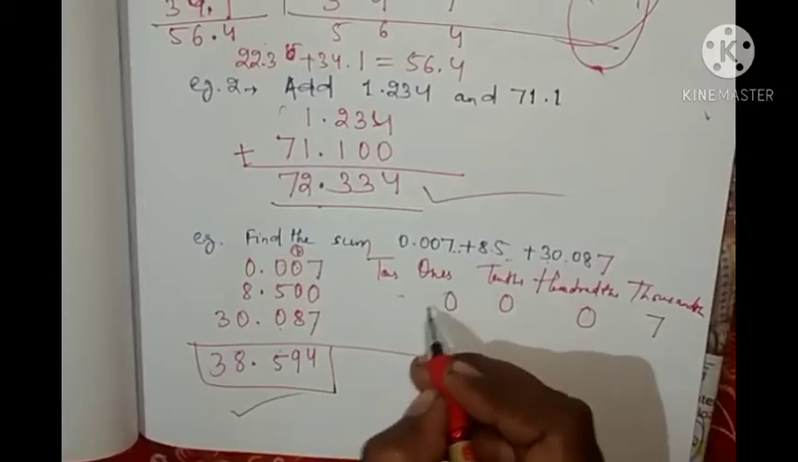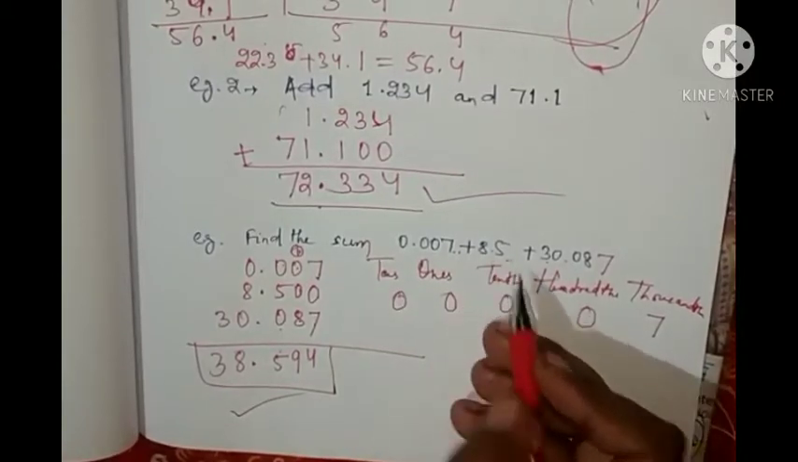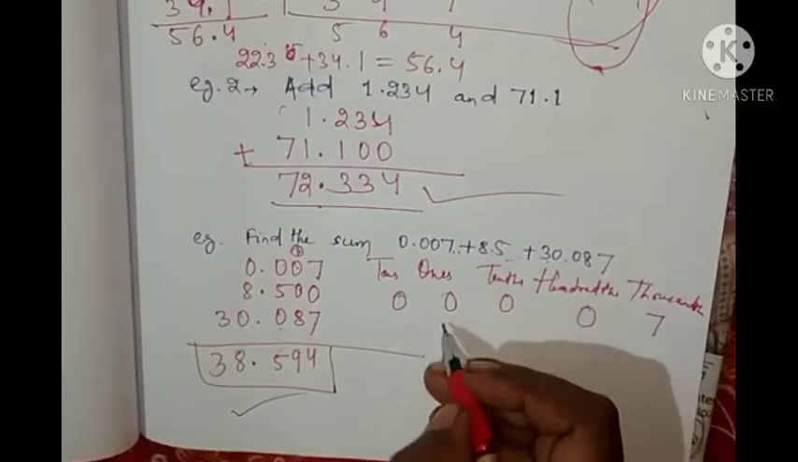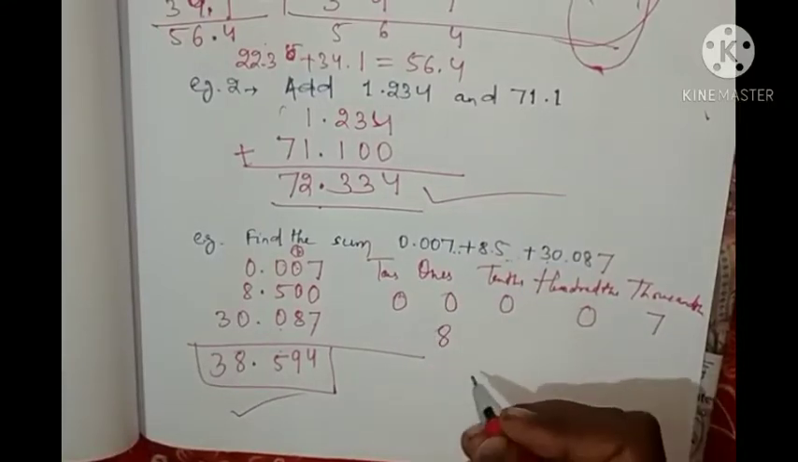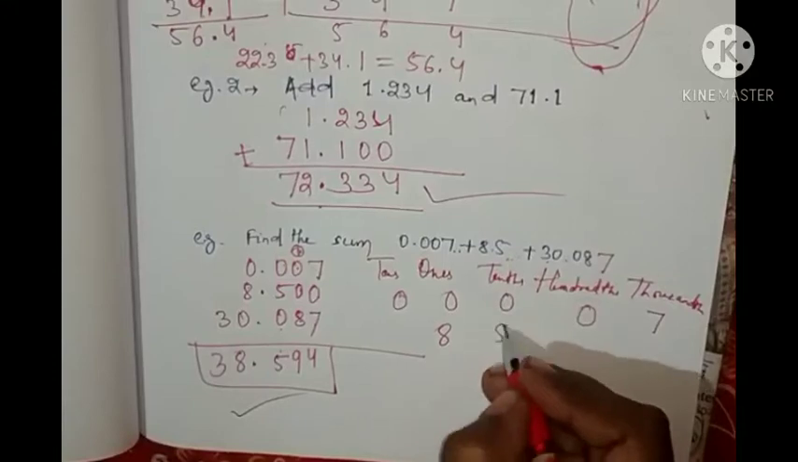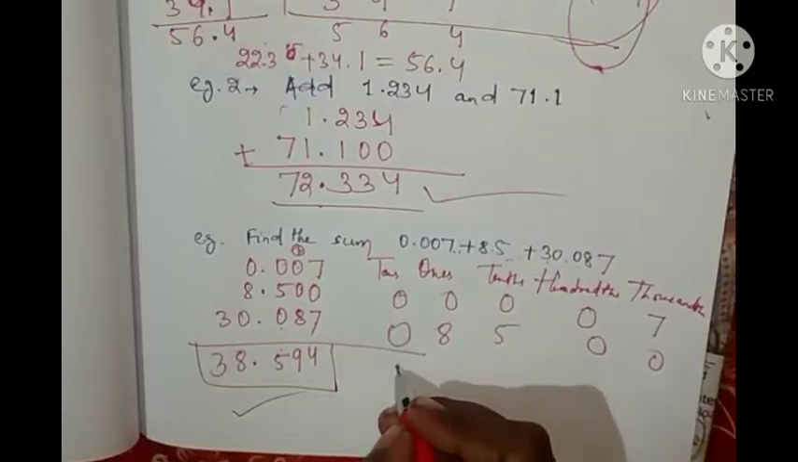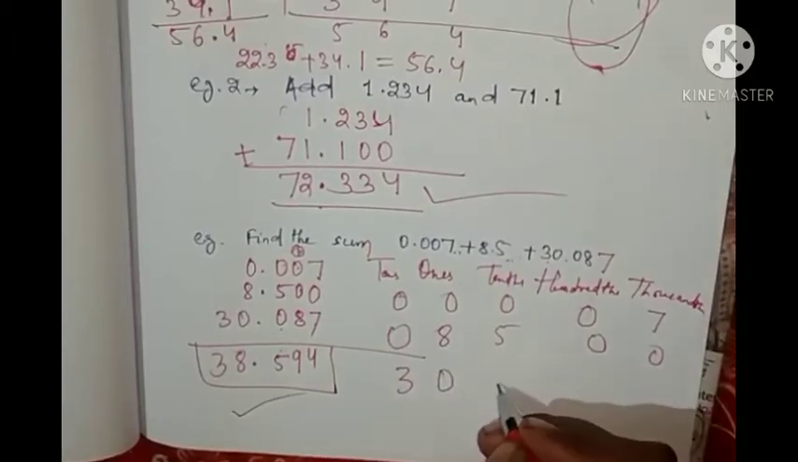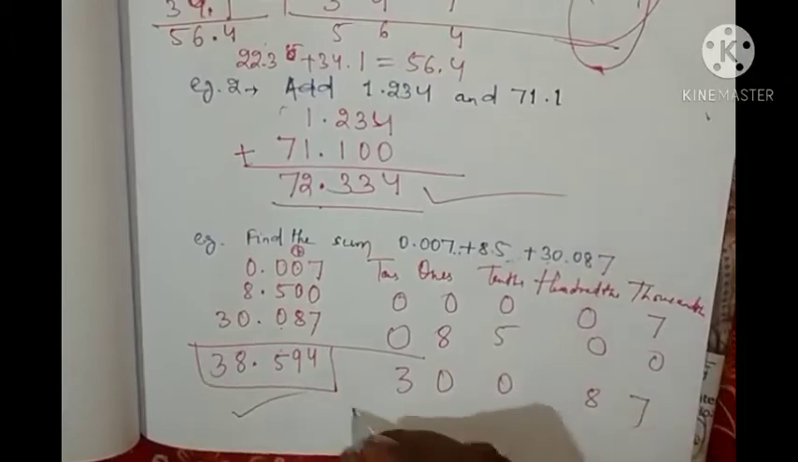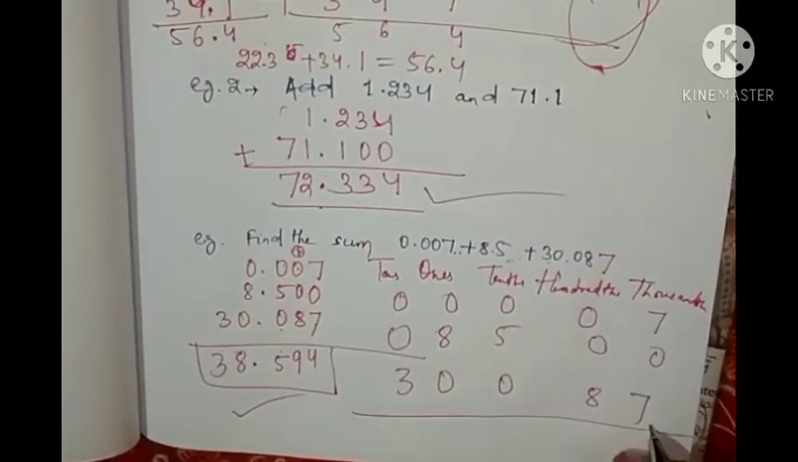Here also 0, 0. Next 8.5. So 8 is in ones place, put 8. Then 5 is in tenth place. Others are 0. Next 30.087. So 30 here, 087. Now you can easily add.